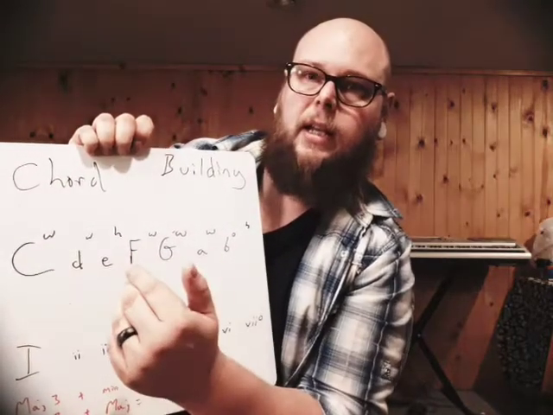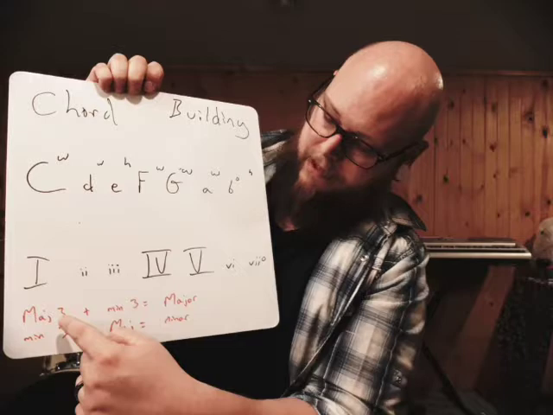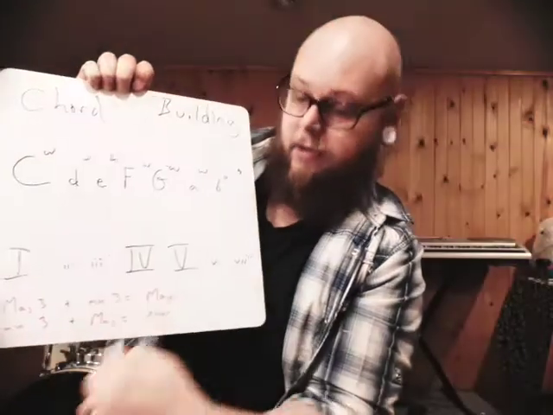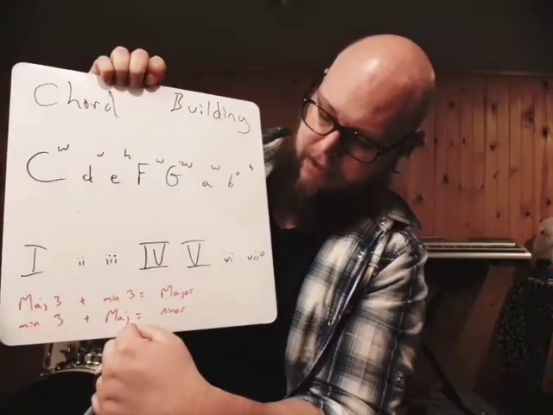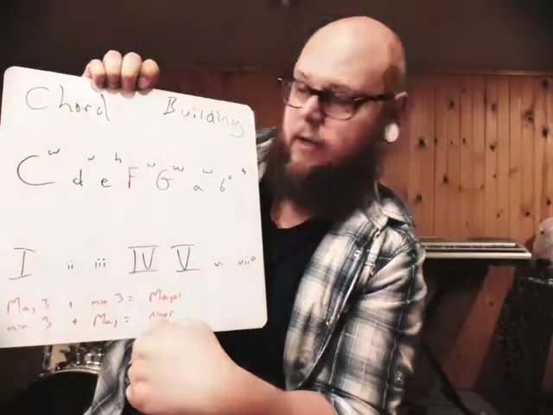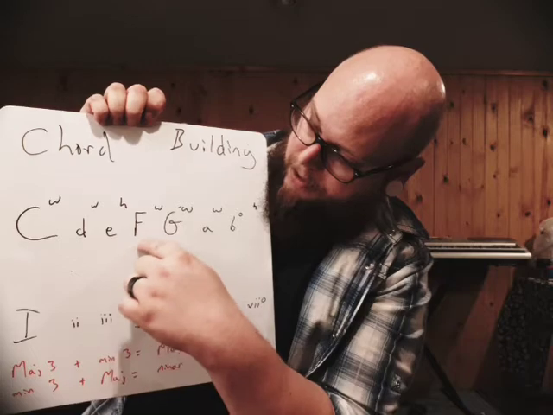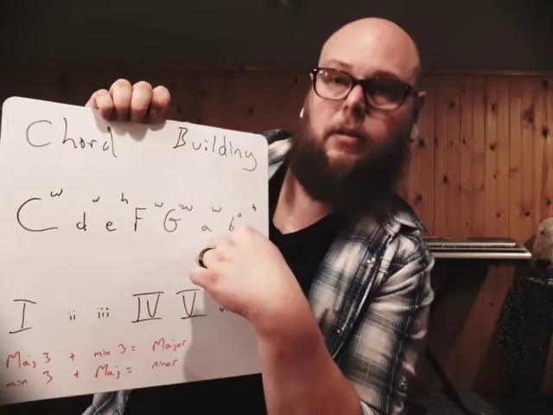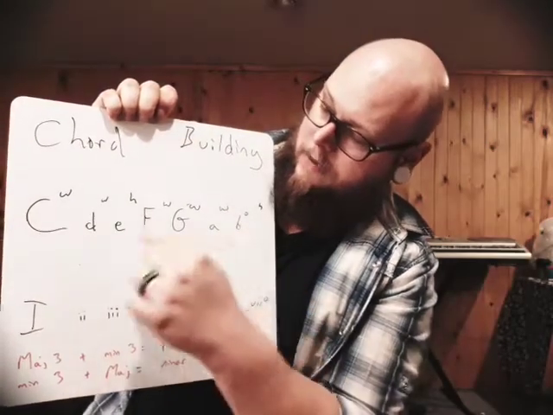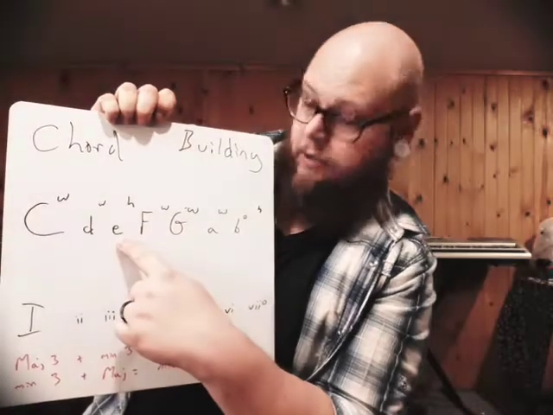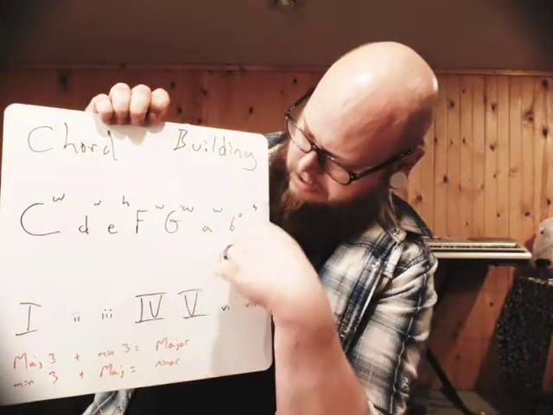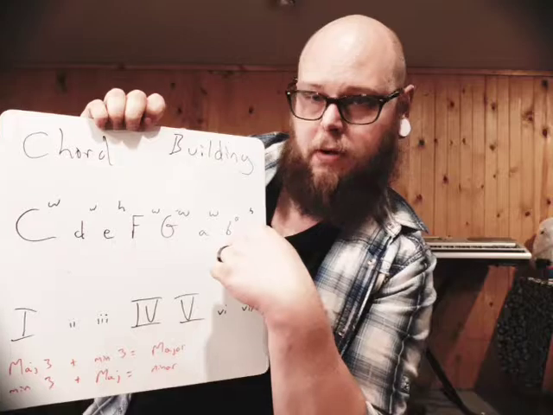So just think of it as successions of thirds. A major third and a minor third equals a major chord. A minor third and a major third equals a minor chord. So, starting from any position, you just go up a third, and you have that chord. Start from the third scale position, you go up a third, you've got that chord.